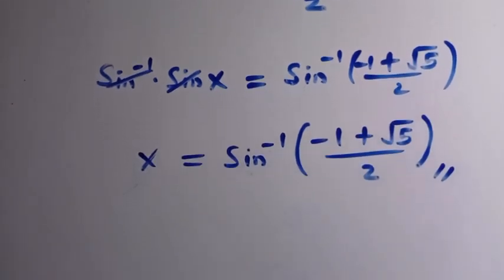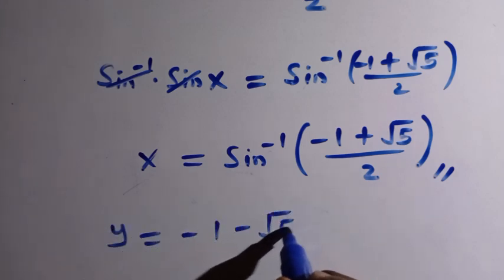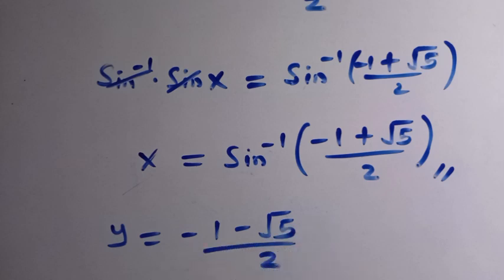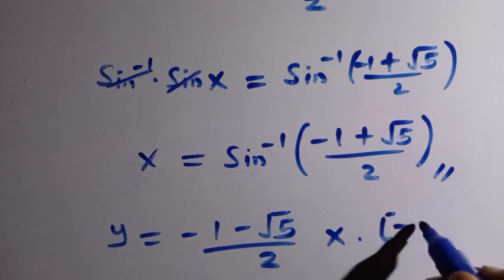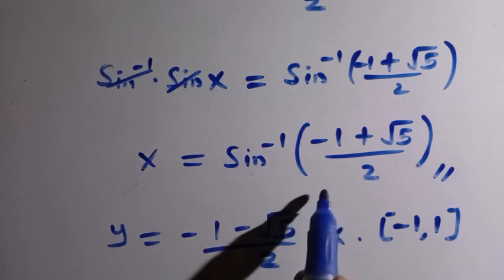And actually, when we look at the second one, if y equals minus 1 minus square root of 5 divided by 2, this is a rejectable root. We are going to reject this, because the range we consider here is minus 1 to 1. So it means that this one is invalid, and the only answer is the first one.